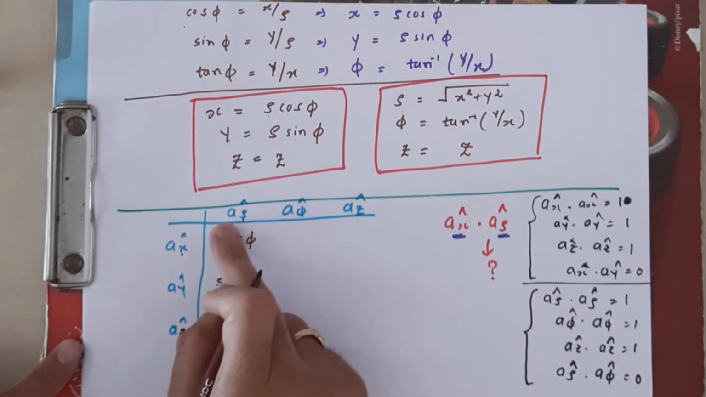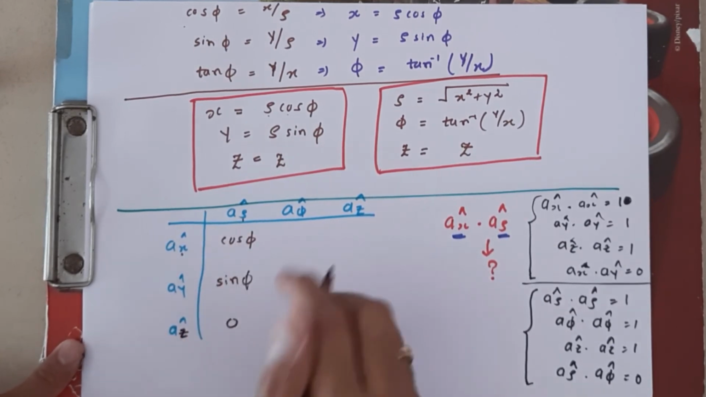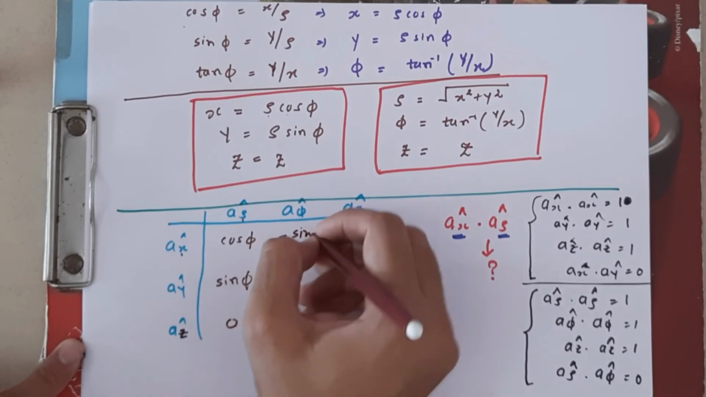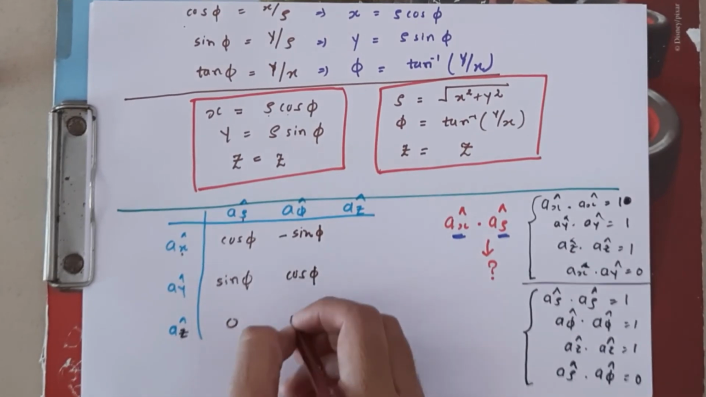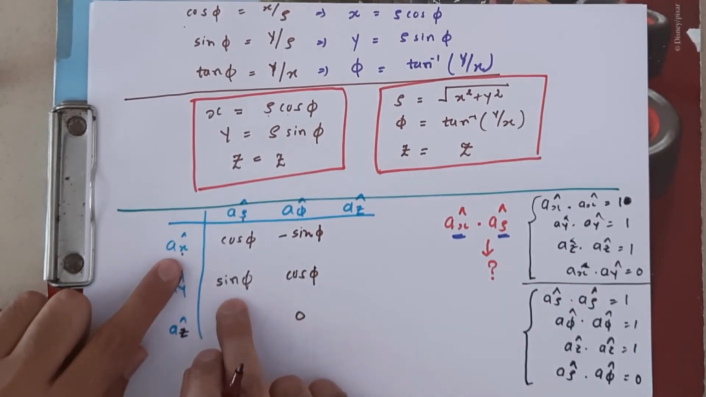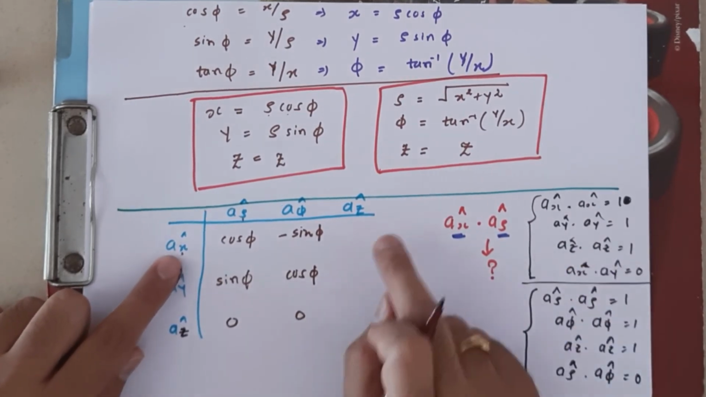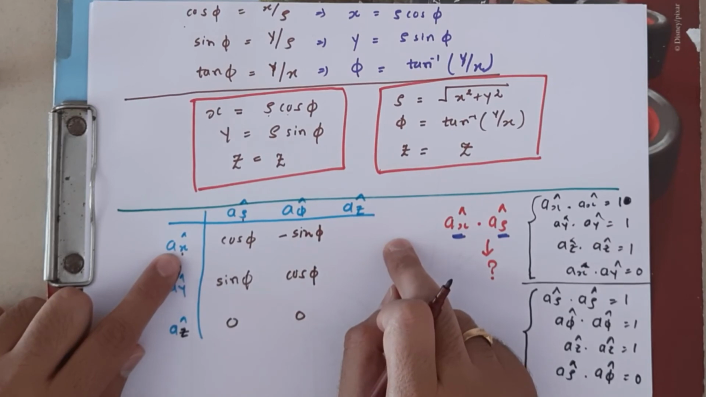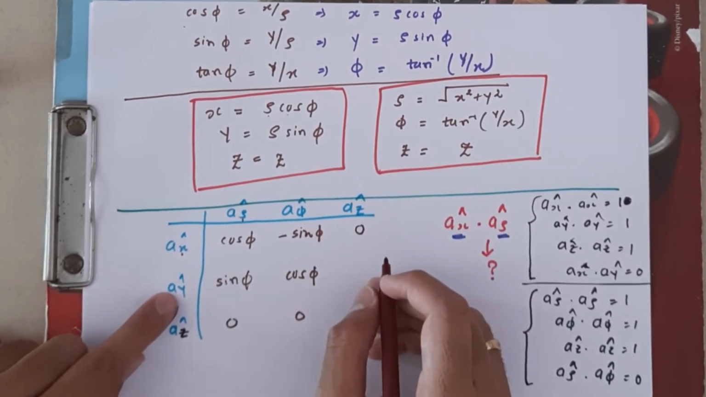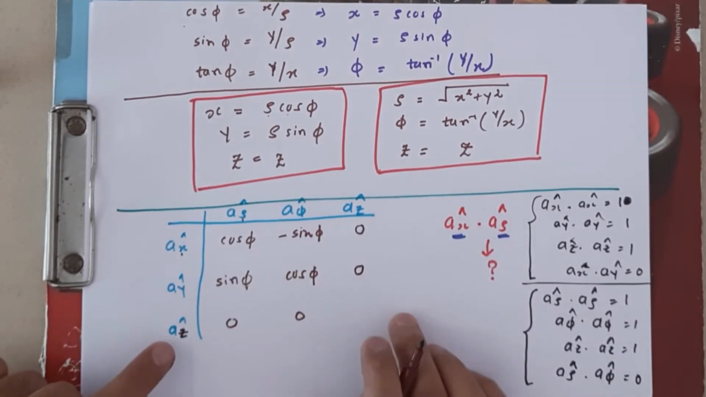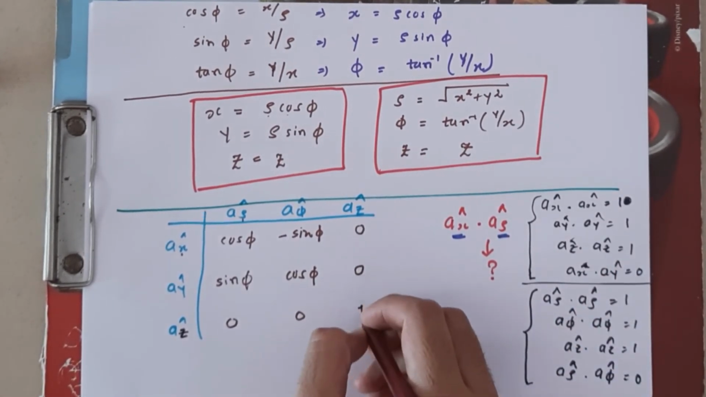Next, what is a_x dot a_phi? I just take the differentiation of this first column with respect to phi. The differentiation of cos phi is minus sin phi. The differentiation of sin phi is cos phi. The differentiation of 0 is 0. Now a_x dot a_z: as we know, a_x is for the rectangular coordinate system and a_z is also for the rectangular coordinate system, so a_x dot a_z is 0. Similarly, a_y dot a_z is 0, and last, a_z dot a_z is 1, as we have already mentioned.